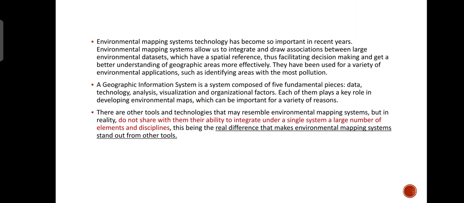A geographic information system is a system composed of 5 fundamental pieces: data, technology, analysis, visualization, and organizational factors. Each of them plays a key role in developing environmental maps, which can be important for a variety of reasons. There are other tools and technologies that may resemble environmental mapping systems, but in reality do not share their ability to integrate under a single system a large number of elements and disciplines. This being the real difference that makes environmental mapping systems stand out from the other tools.